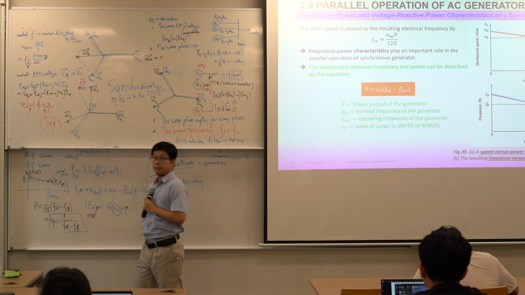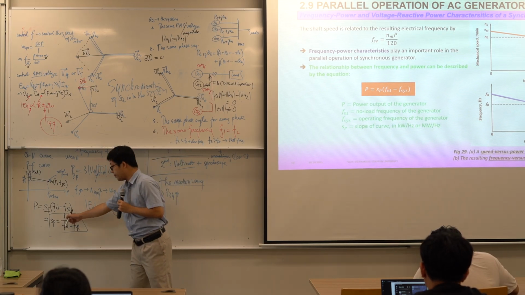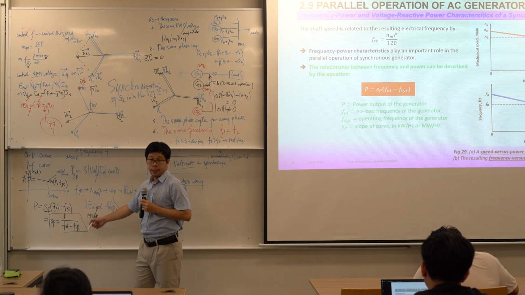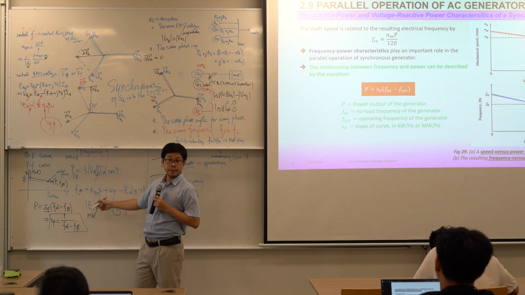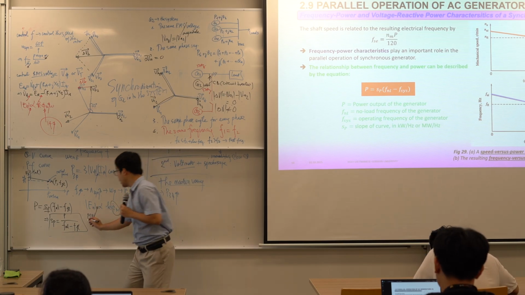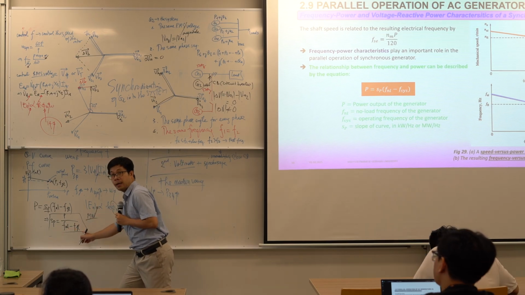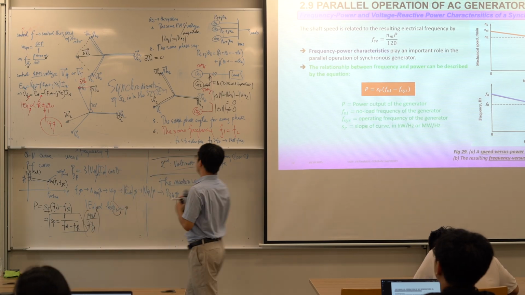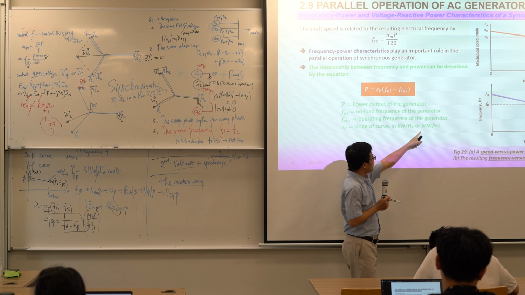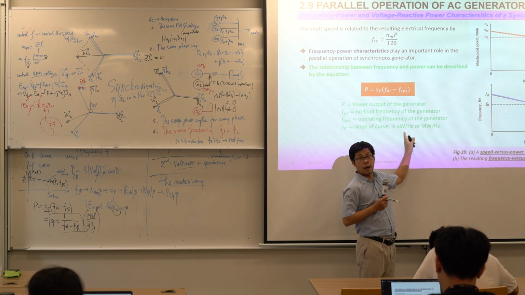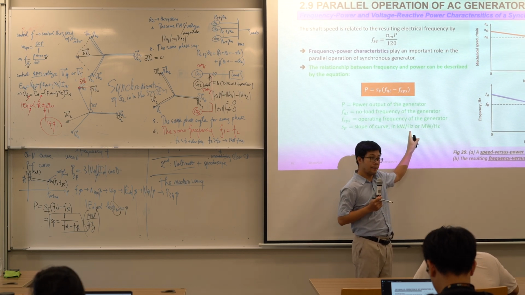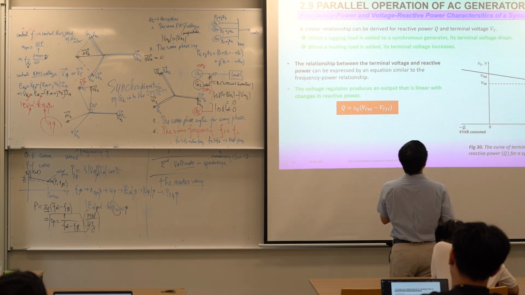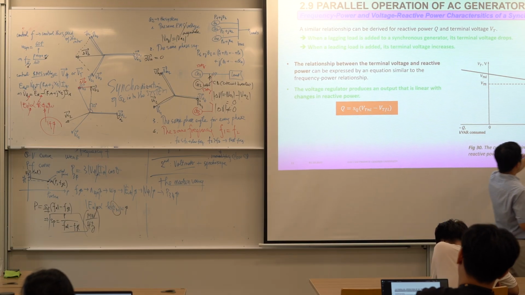So this is megawatt. Normally the unit of electric power is megawatt, or you can use kilowatt, gigawatt, and so on, but normally we use megawatt. How about the frequency? Hertz minus hertz, so the unit is hertz, right? So the unit of this slope is megawatt over hertz or kilowatt over hertz. You understand? Yes?